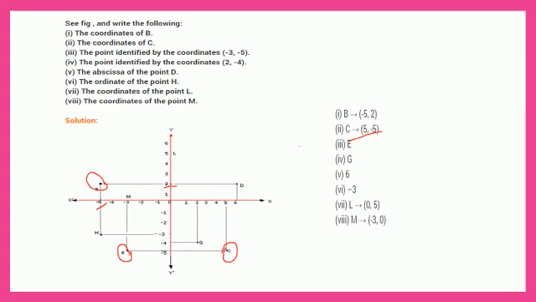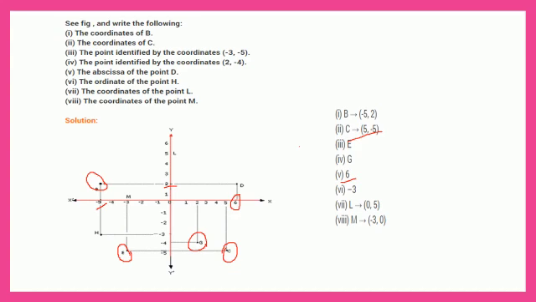Fourth subdivision, the point identified by the coordinates 2 comma minus 4. Here the x-axis value is 2 and the y-axis value is minus 4. So the point is G, the answer is G. Okay. Fifth subdivision, the abscissa of the point D. Abscissa means the x-axis value. Here the point is D. So the x-axis value is 6. So the answer is 6. Abscissa of the point D is 6.